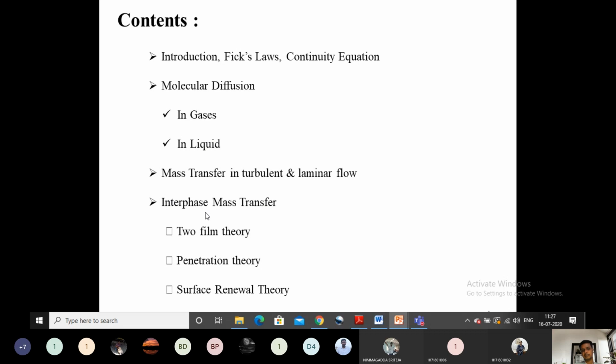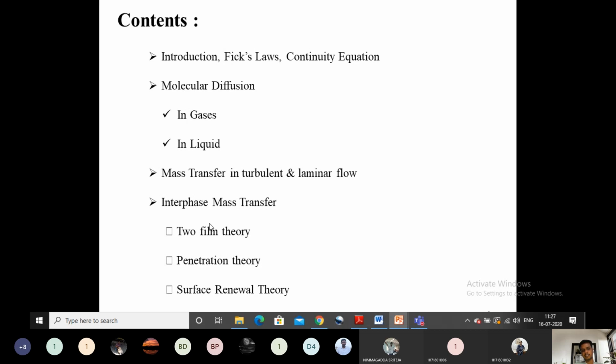Then the next phase is interface mass transfer. In interface mass transfer there are primarily four theories. One is the film theory, and the extension of the film theory is the two film theory. First we will discuss what the film theory is. Next, we will discuss the penetration theory and the surface renewal theory, and how these three theories differ. After this, the two film theory.